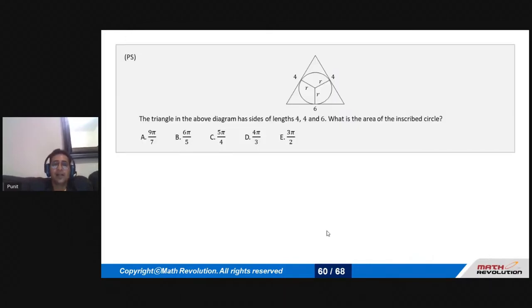Now let's understand and apply these two logics in one of the questions. The question says that a triangle in the above diagram has sides of length 4, 4, and 6. So it's an isosceles triangle. What is the area of an inscribed circle?